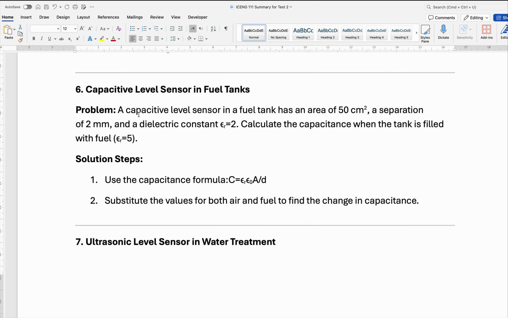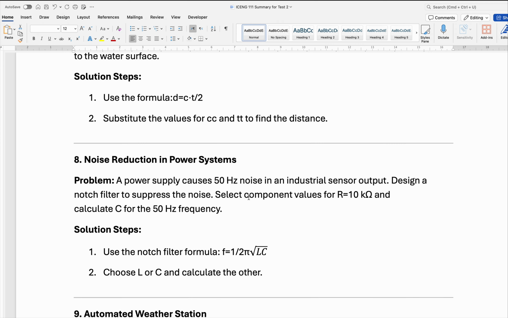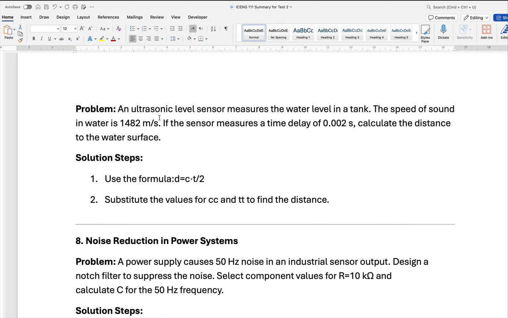Okay, so that's a capacitor level sensor. Again, I have ER, E naught, I have A and D, so that I can find the solution. This is the ultrasonic level sensor. We didn't solve this, so this is good to solve. The speed of sound is 1482, which is C in this case. If the sensor measures a time delay of 0.002, calculate the distance of the water surface.